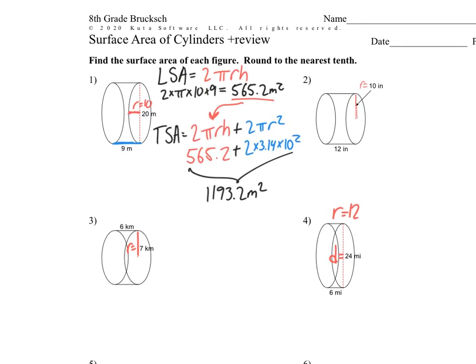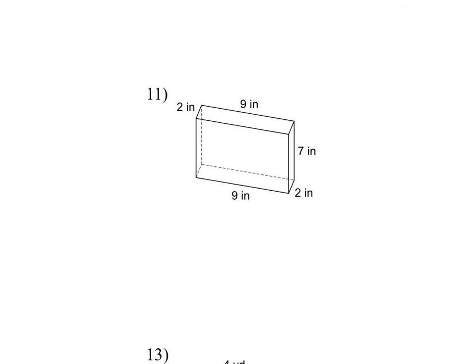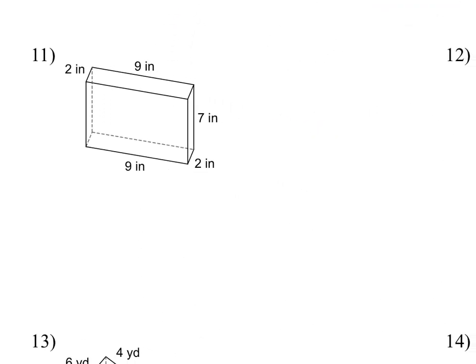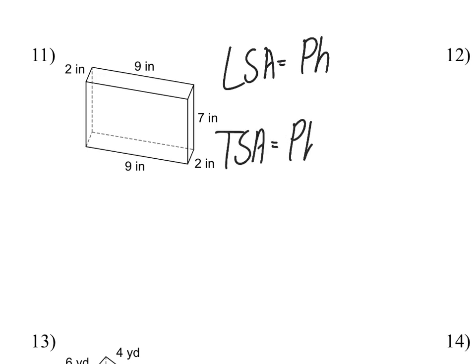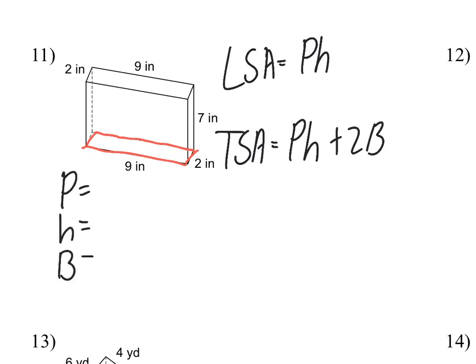I'm going to review 2 other types of problems for you guys in case you have any other questions on rectangular prisms and triangular prisms. Taking a look at number 11. If we were trying to find the lateral and total surface area, lateral surface area is just P times H. Total surface area is PH plus 2B. So 2 areas of the base. Our base on this one, I'm going to call it the one down here on the bottom. Before we get going, we need to find P, we need to find H, and we need to find area of the base.